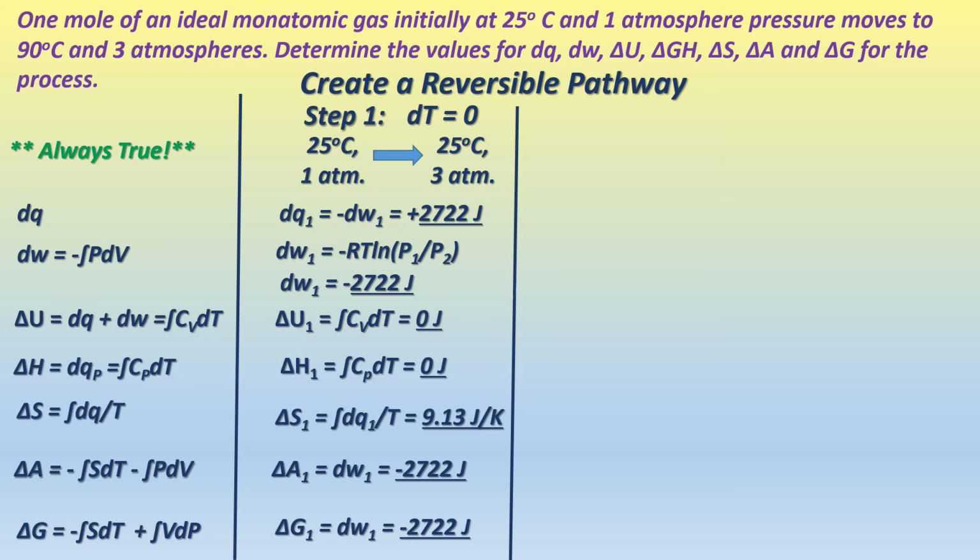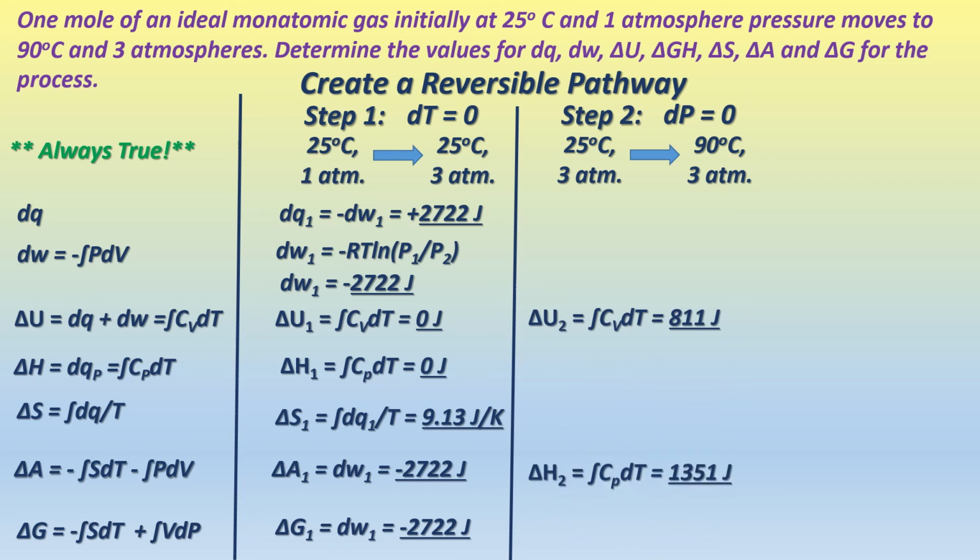So my pathway, step 1, I change the pressure. Step 2, I change the temperature. I start with a gas at 25 degrees C, 1 atmosphere. First, I hold the temperature constant and change the pressure. Now I have a gas at 25 degrees C, 3 atmospheres. I hold the pressure constant and change the temperature. So I have a reversible process at a constant pressure. And I have a value of dT: 90 degrees at the end, 25 degrees at the beginning. I have a change in temperature of 65 degrees C.